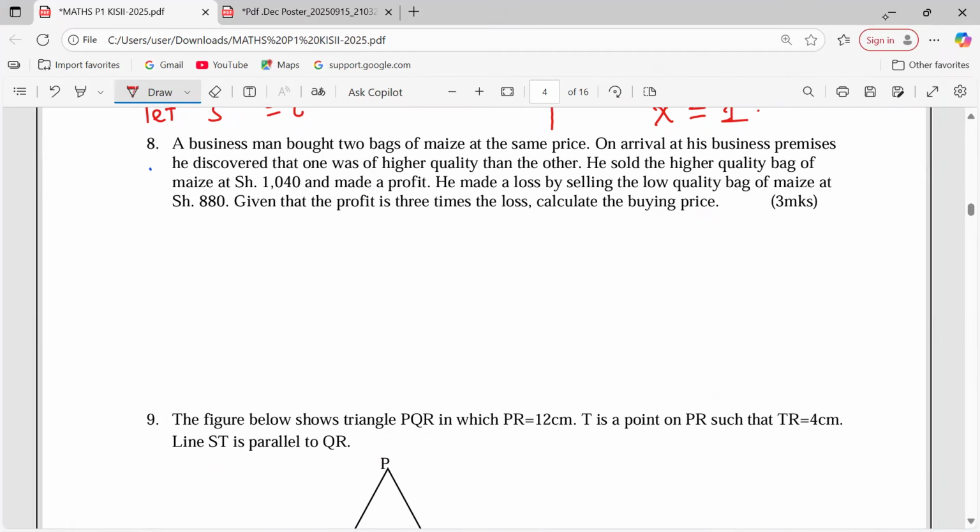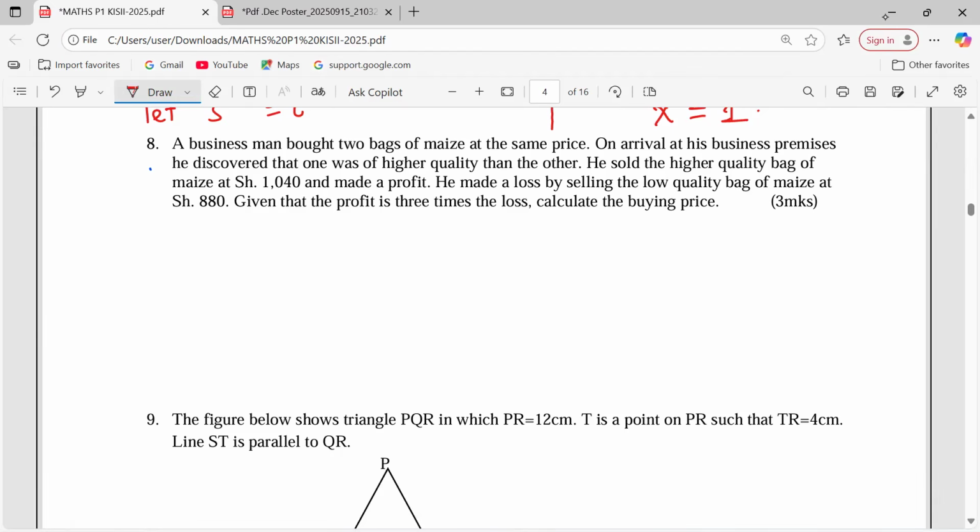A businessman bought 2 bags of maize at the same price. So the buying price of the bag, 2 bags of maize at the same time. On arrival at his business premises, he discovered that one was of higher quality than the other. He sold the higher quality bag of maize at 1040 and made a profit. He made a loss by selling the low quality bag of maize at 880. Given that the profit is 3 times the loss, calculate the buying price.